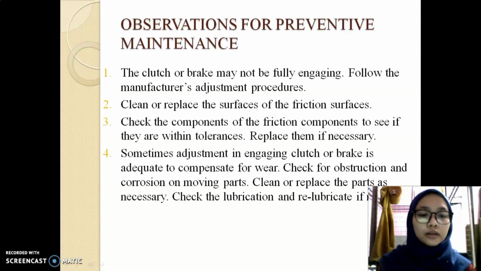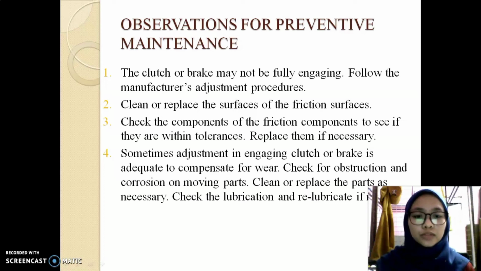Okay. Number 4. Sometimes adjustment in engaging clutch or brake is adequate to compensate for wear. So we need to check for obstruction and corrosion of moving parts. That's the important thing. Okay. We need to clean or replace the parts as necessary.